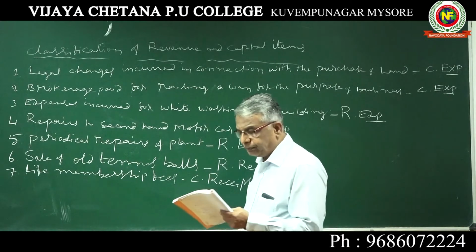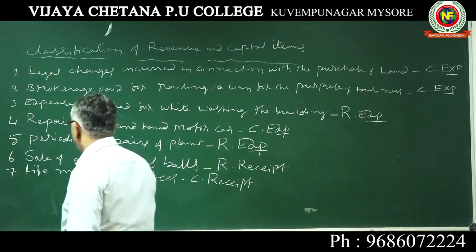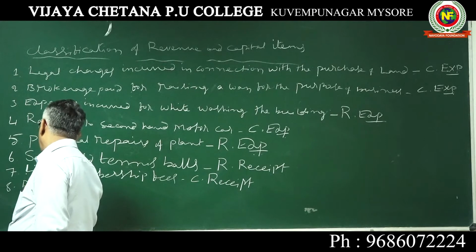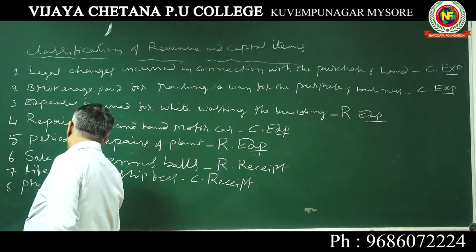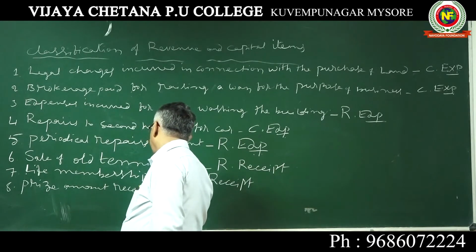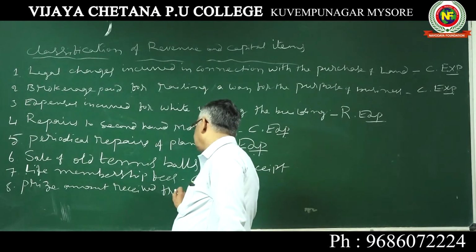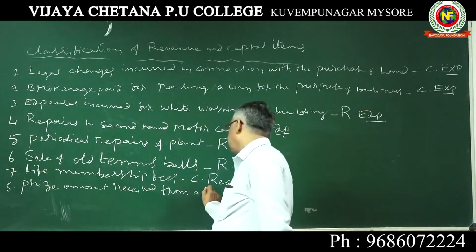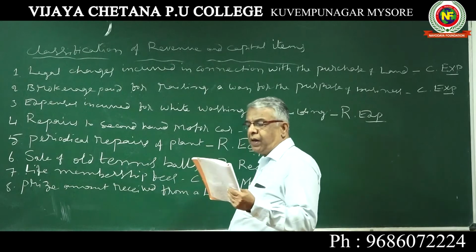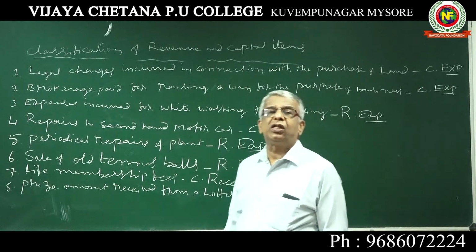And then, prize amount received from a lottery. Here, this is another important one: prize amount received from a lottery.